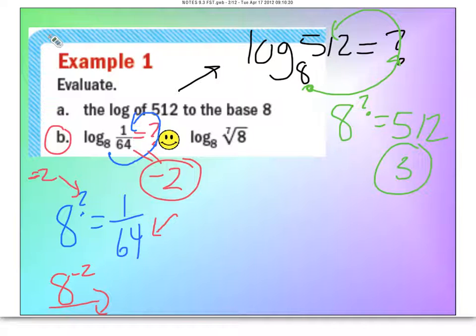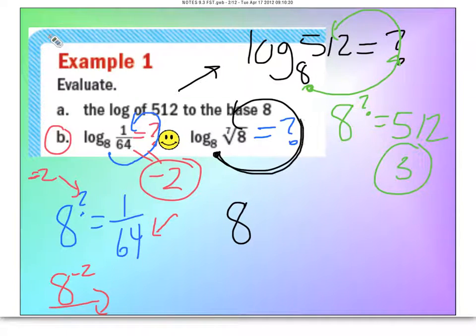Okay, this last one, we have log base 8 of the 7th root of 8 equals something. So I'm just going to say equals something. And again, let's just rewrite this logarithm as an exponent. So it's log base 8, so I'm going to say exponent base 8, and then I'm going to do my swoosh. So 8 to some power equals this.